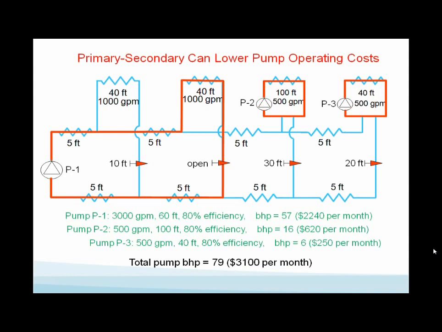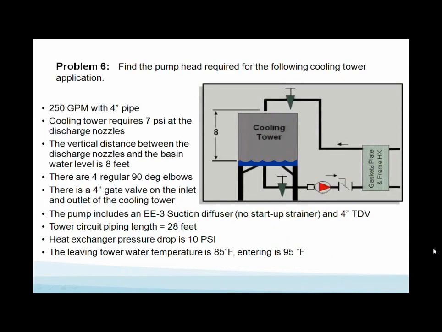Running pumps cost money. We want the best designs we can get and the most efficient systems we can get. So you kind of see the difference in the savings there from 123 down to 79. It's pretty huge just by the way we decide to pipe the system. Let's look at the pump head loss calculations on a typical cooling tower.